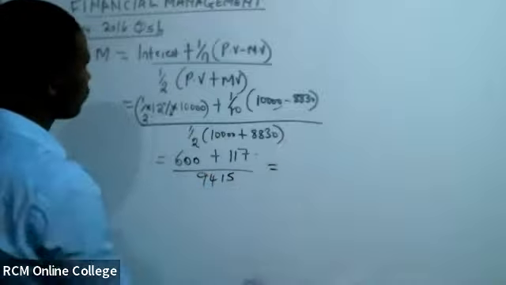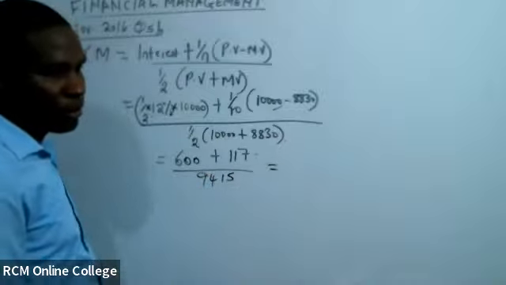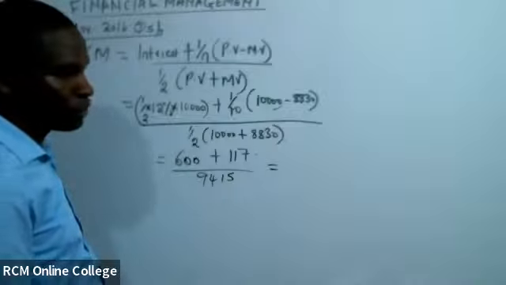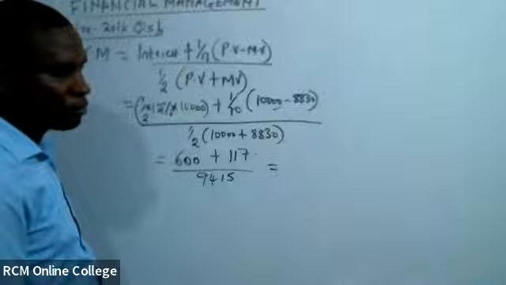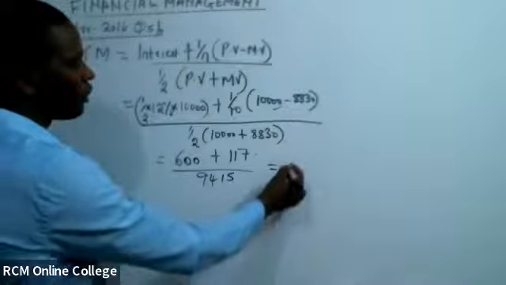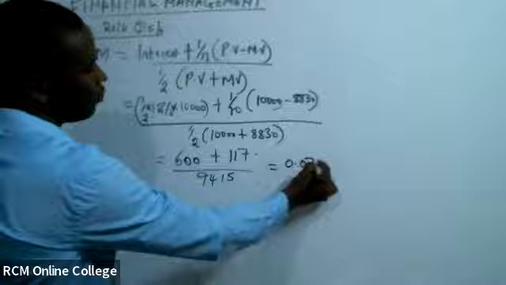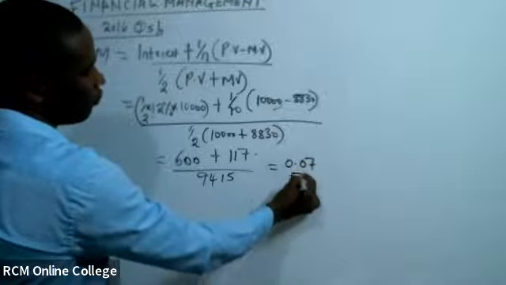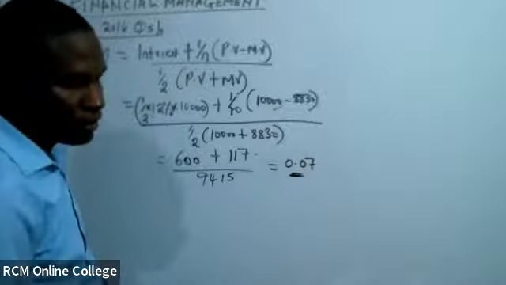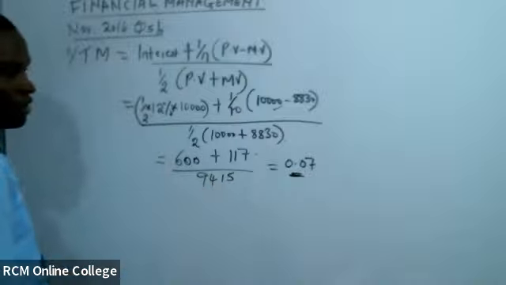Now, class, can you tell us what will be our yield to maturity? Yield to maturity. It is 0.07. So if you wish, you can say it is into percentage, maybe 7%.